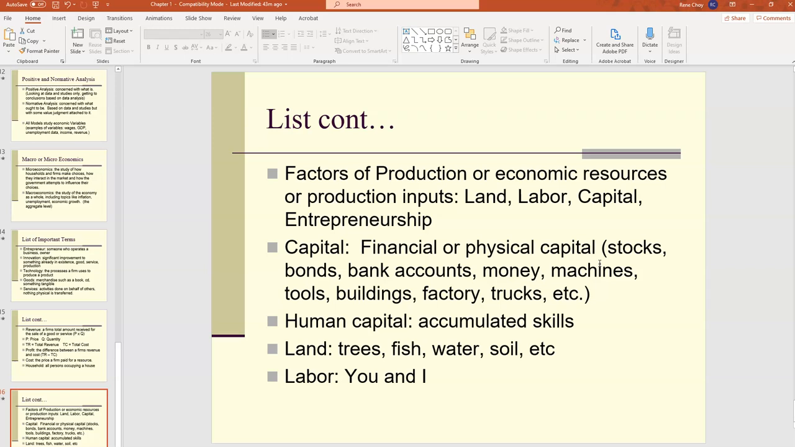Land, again, is raw materials. Labor is the people. Capital is the things that you use over and over and over. And entrepreneurship is that thing that some people have that lets them start a business. So an entrepreneur is somebody who has the ability to start a business.